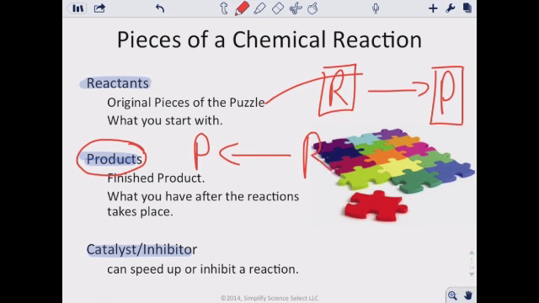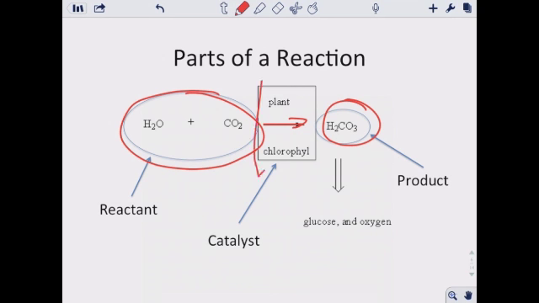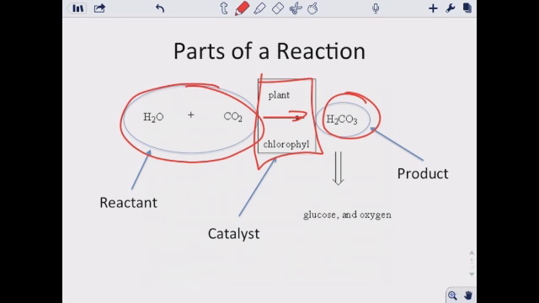And then we also have catalysts or inhibitors. They can speed up or slow down a chemical reaction, and those normally go right above the arrow. The arrow basically means that something's being produced. So looking at it in an actual chemical reaction, remember the arrow always points to the product, so there's our arrow and there's our product. Here are our reactants on the other side, and then we have some catalysts which are right near the arrow. That's what our chemical reaction is, and those are the pieces that make it up.